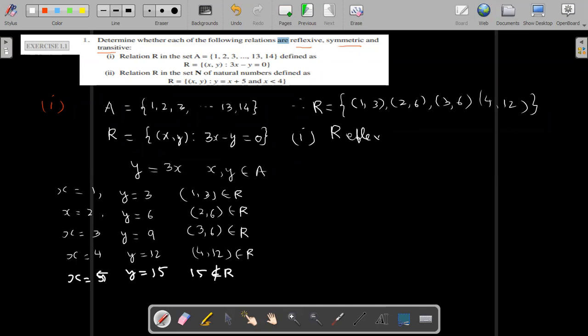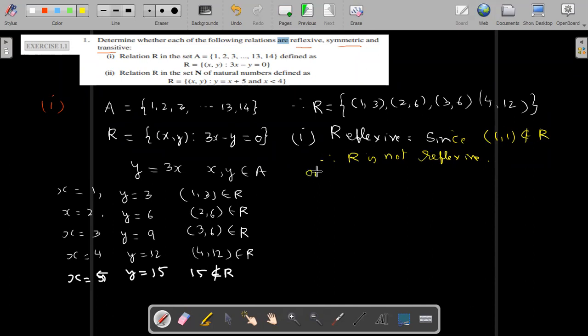First check for reflexive. There are two ways, and I am just showing both. We can give one example, a number which does not belong to this set, and that will prove that it is not reflexive. We can write: since (1, 1) does not belong to R, therefore R is not reflexive. That is one way of writing it: take one example which shows that it is not reflexive.